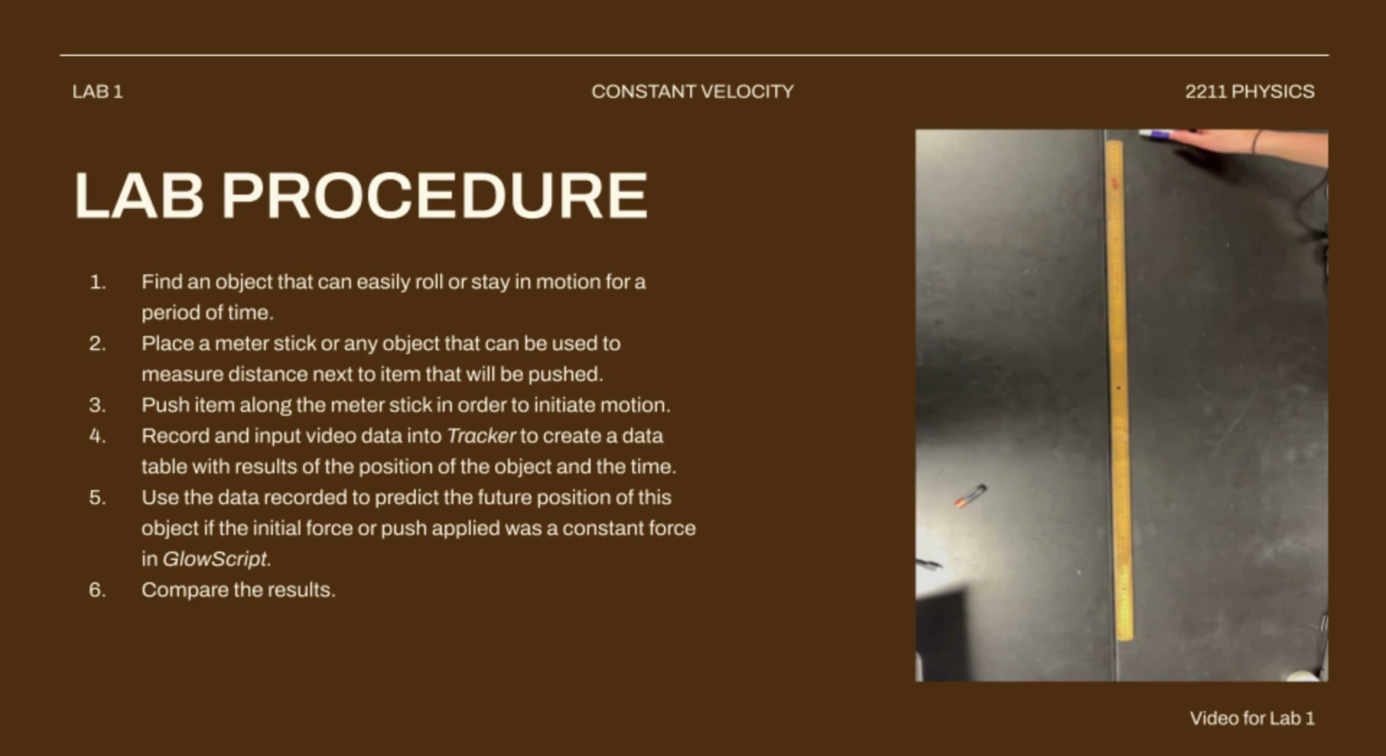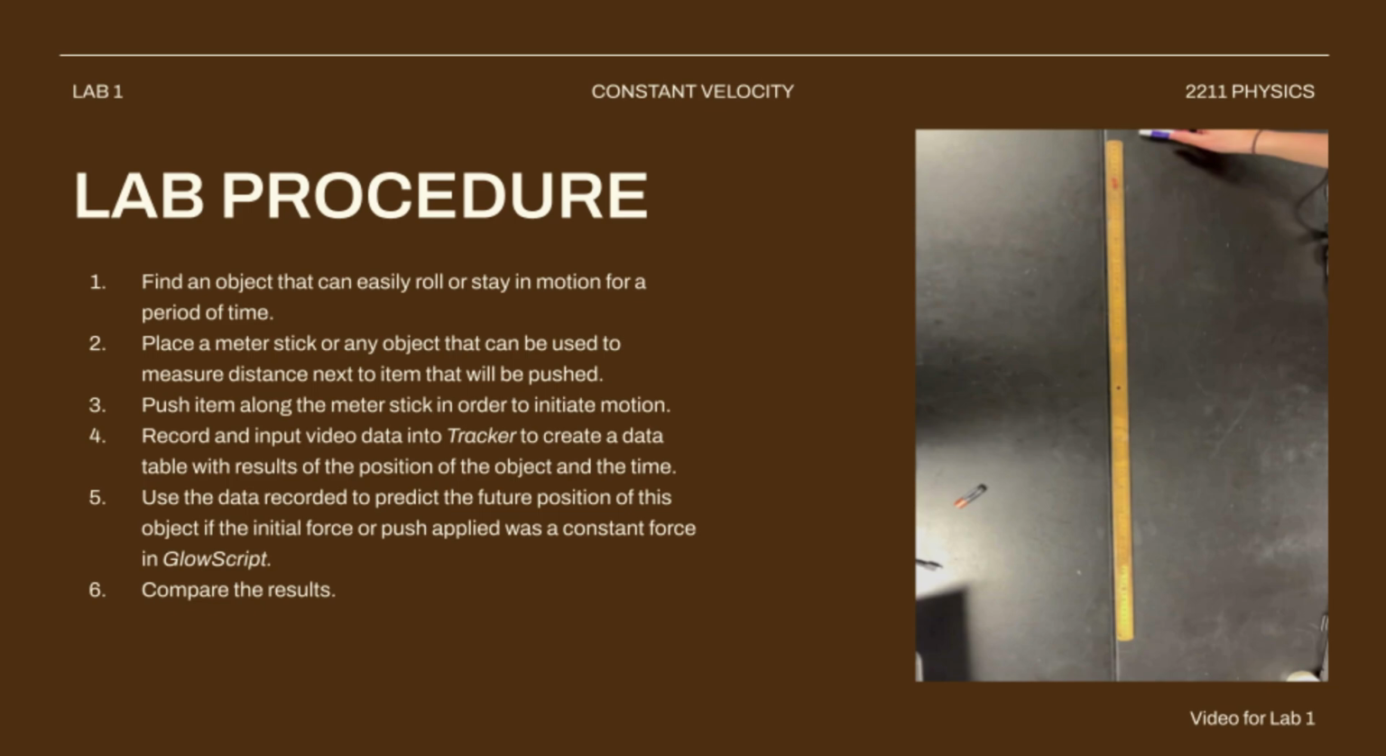So getting into the lab procedure, you're going to first find an object that can easily roll or stay in motion for a period of time. In this case, it's going to be an expo marker. You're going to then place that object next to a meter stick or any object that can measure distance. You're going to then push the object along the meter stick in order to initiate motion, record and input the video data into Tracker to create a data table with results of the position of the object and the time.